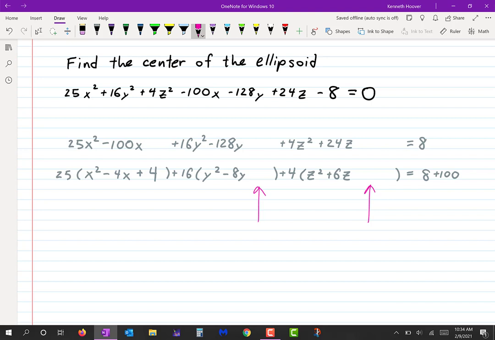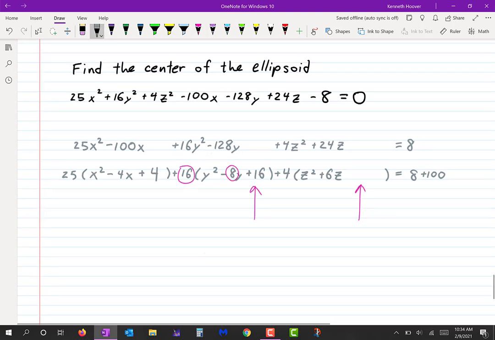Okay, what goes in the next spot? We take half of 8, which is 4, square it. It's 16. By putting that 16 in there, which is going to be multiplied times the 16, I really just added 256.